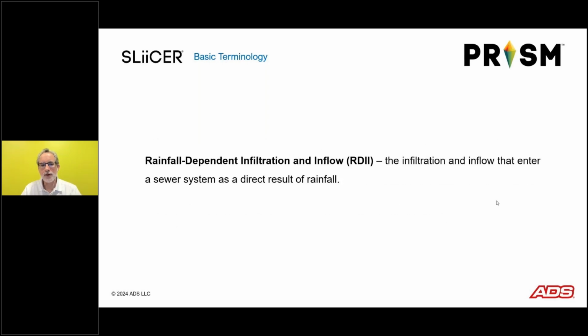And the other term I want to clarify is what we call rainfall dependent infiltration and inflow, or RDII. The other term I see people use is rainfall derived infiltration and inflow. They're one and the same thing. And this is the combination of infiltration and inflow that enters a sewer system as a direct result of rainfall. So you have that rainfall event, you see the spike in flow go up in your system, and then you see it trail off and recover back to normal. So that collection is called RDII.